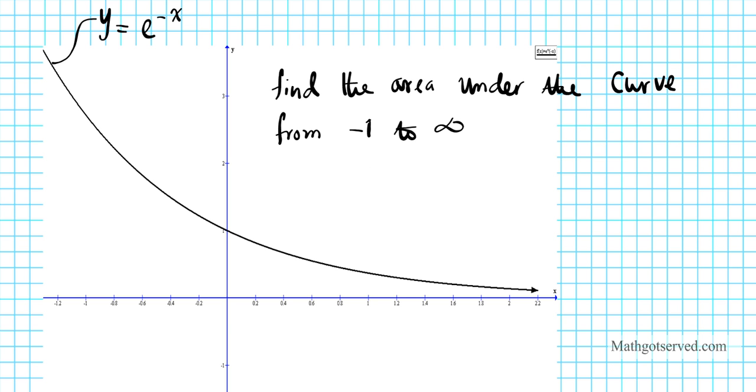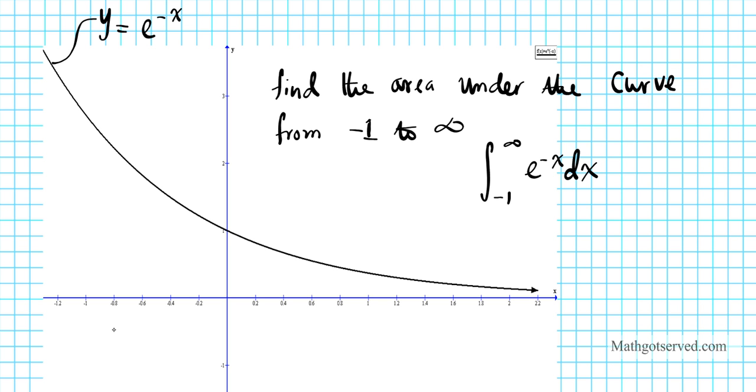This is a weird question because we have a finite number we're starting from and we're going all the way to infinity. So what on earth is this? Well, the area under the curve from -1 to infinity is simply given by the integral from -1 to infinity of the function e to the negative x dx. Okay, so what on earth is this?